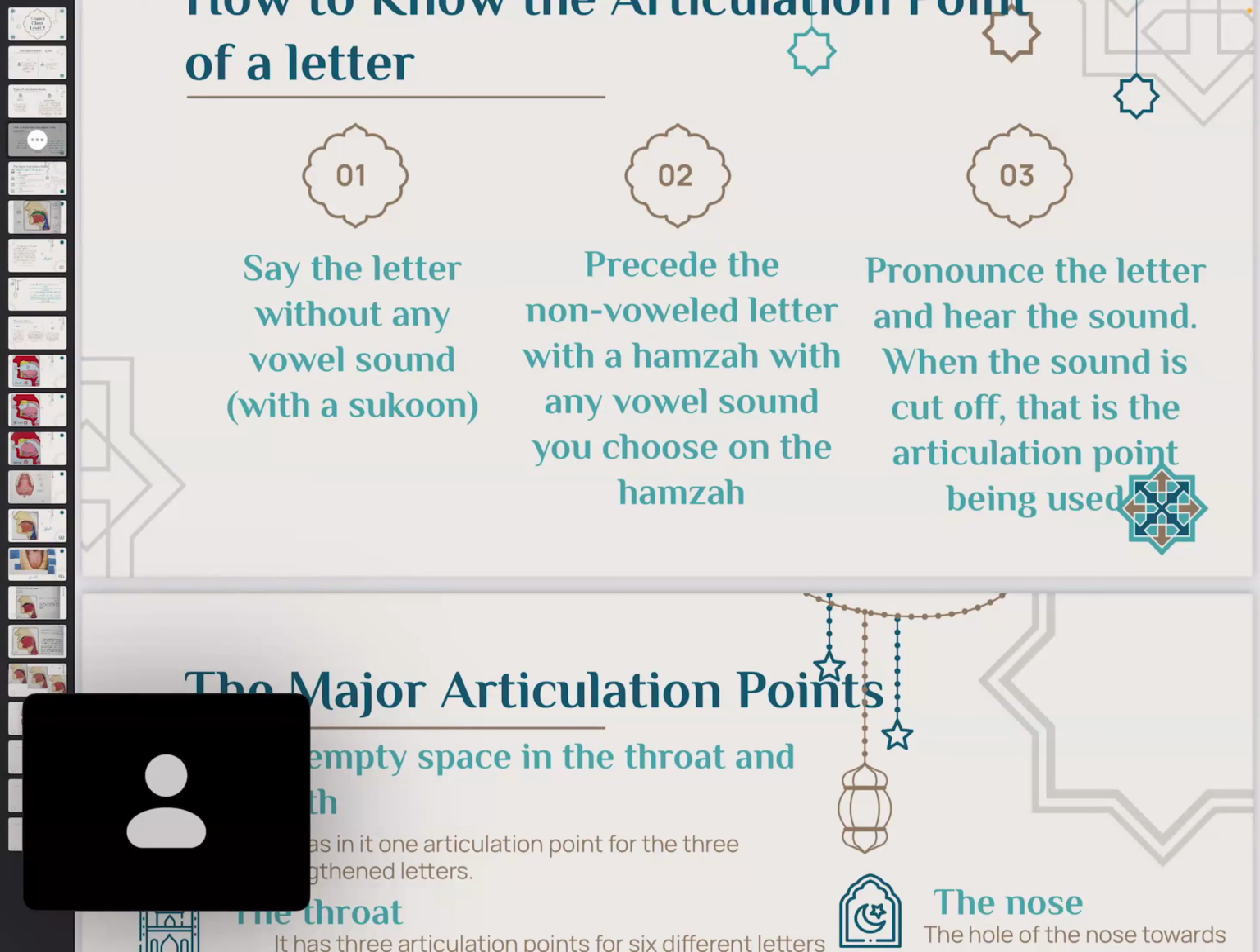And then the third way is to pronounce the letter and hear the sound. When the sound is cut off, that is the articulation point being used. So let's pronounce the letter. Qa, qa, qi, qu, qa. You can hear it's from the halq.